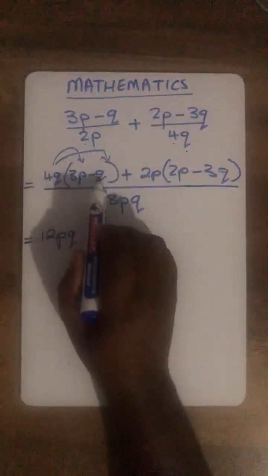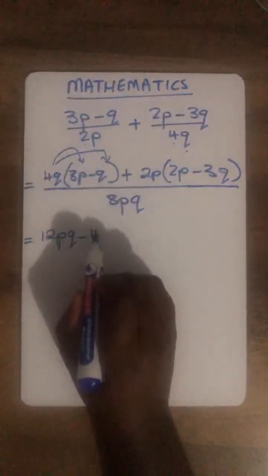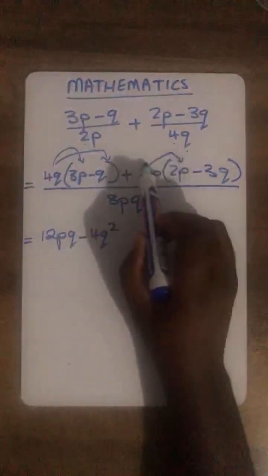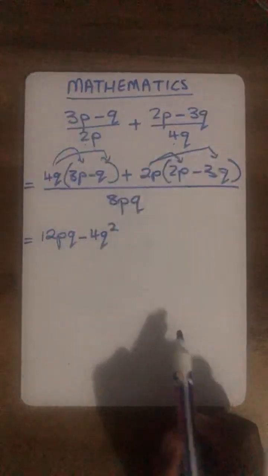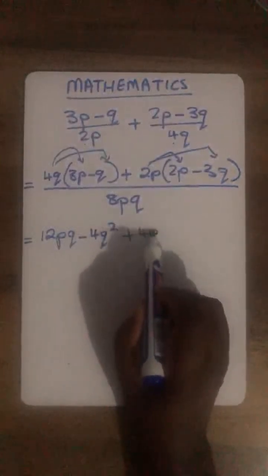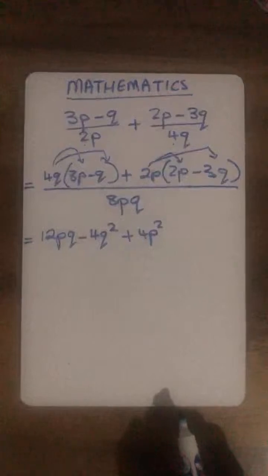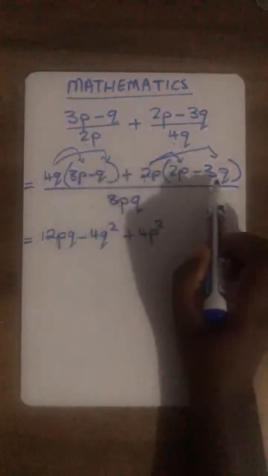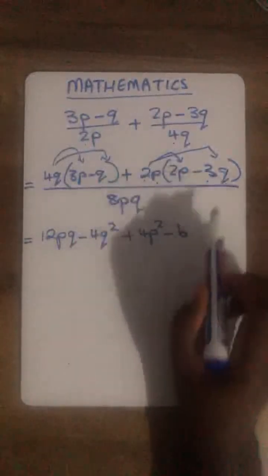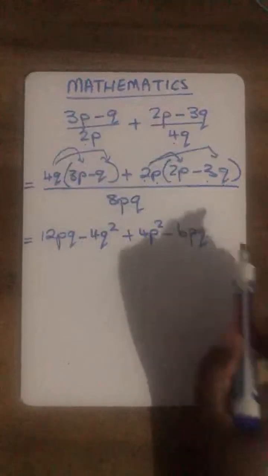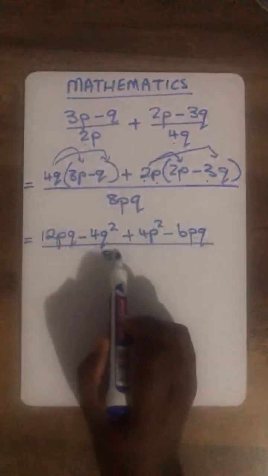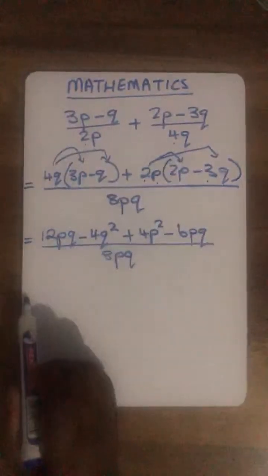4Q times minus Q. That should be negative 4Q squared. And then now we do this one, we say that by that, that by that. So that means there, obviously, the sign is a plus. 2 times 2, it is 4. Then we have 4P squared. 2 times negative 3, that is negative 6. And then you have P multiplying Q, it makes it PQ. Remember, the whole of that is divided by 8PQ.